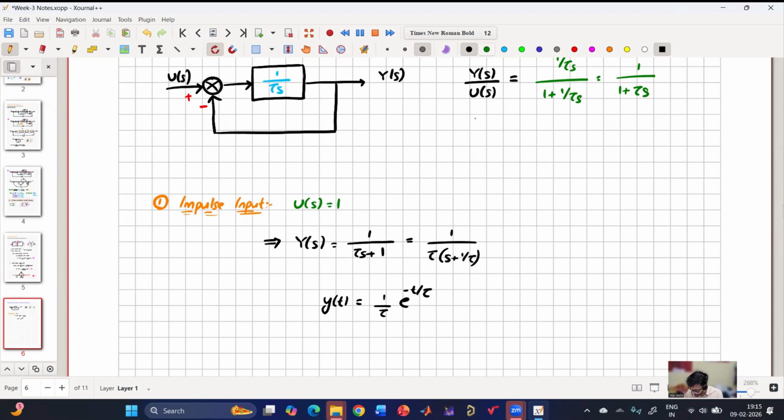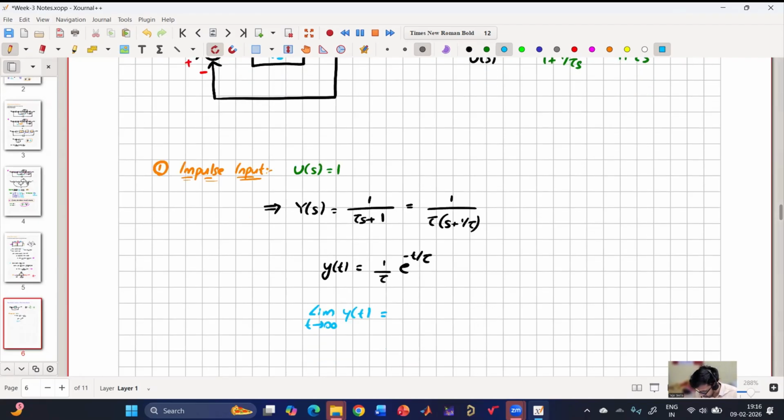So can anyone tell me what is the steady state error at t tending to infinity? What is the limit t tending to infinity of y of t, which is also y steady state? What is this value? 0, sir. 0. Yes, very good. So this is for impulse input.